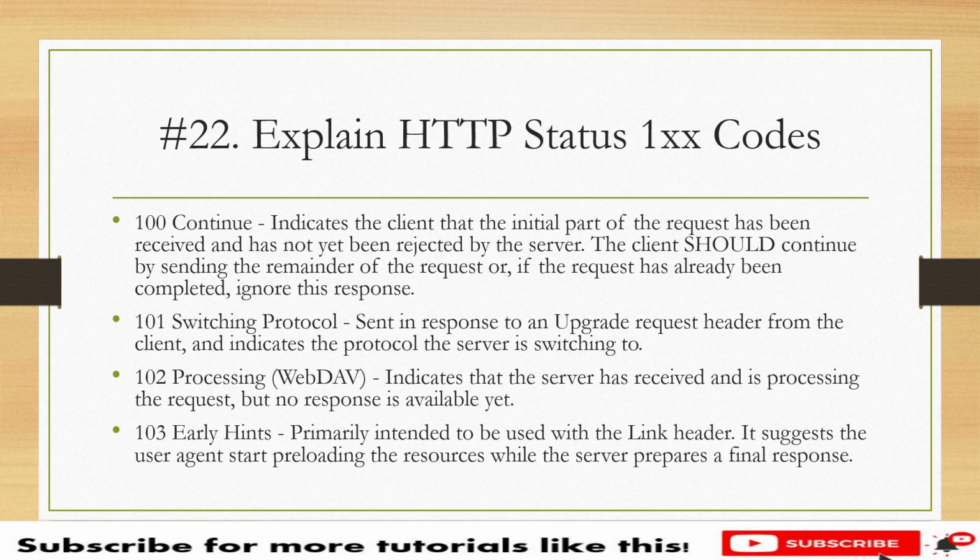I have given a few 100-series status codes like 100, 101, 102, 103. What is 100? It's Continue. It indicates to the client that the initial part of the request has been received and not yet rejected by the server, and the client should continue by sending the remainder of the request, or, if the request has already been completed, ignore this response.